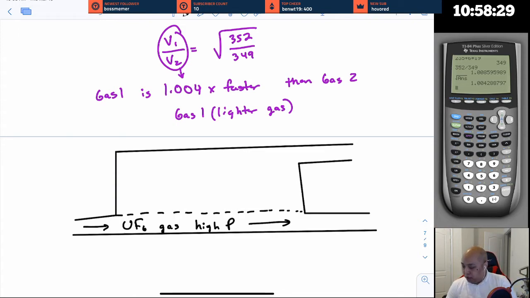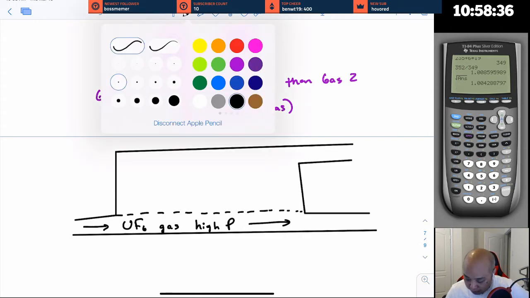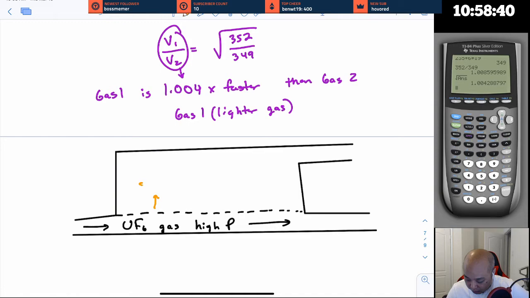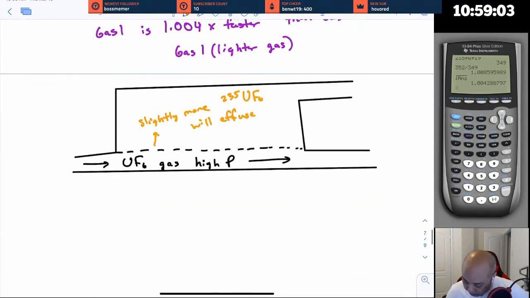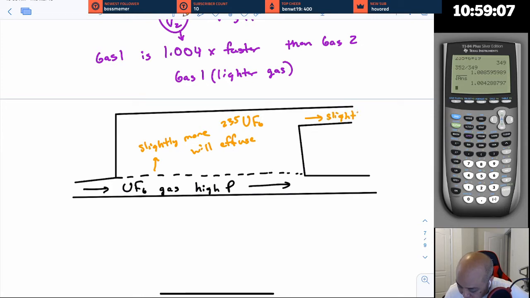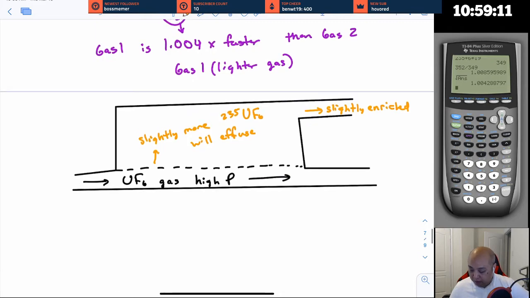So this is being pushed through on the bottom. Now there's small openings here. And because uranium 235 UF6 is lighter, it will effuse. And so this will be slightly enriched. So a little bit more of the UF6 235 will come up. Now, some of the UF6 238 will still come up. Like, it's not perfect here.